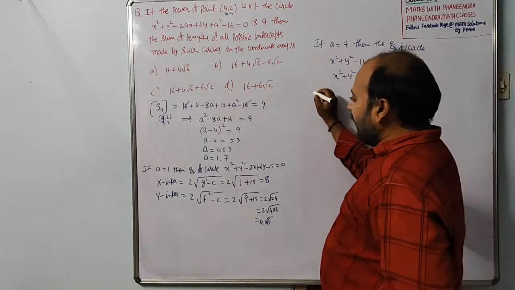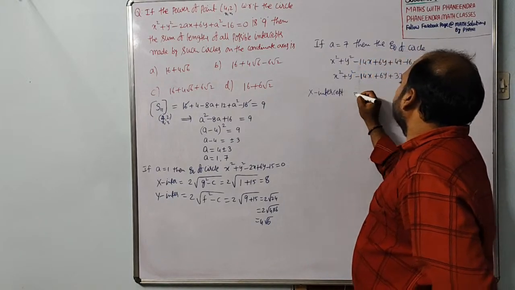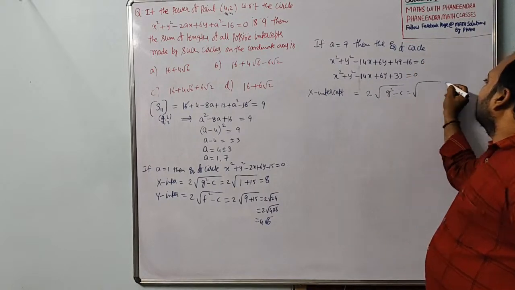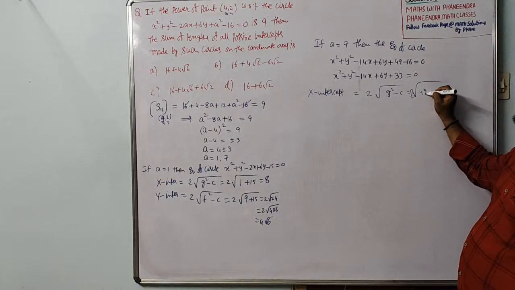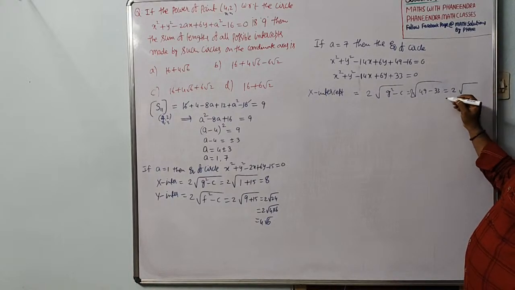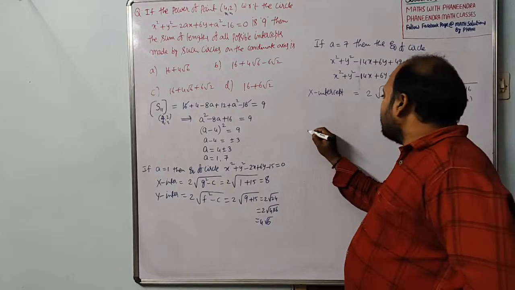So from here, the x-intercept length is 2 root of g square minus c. 2 root over g square means 7 square here, 49 minus 33. So 2 root over 16, that is equal to 2 into 4, which is equal to 8. Next, the y-intercept length.